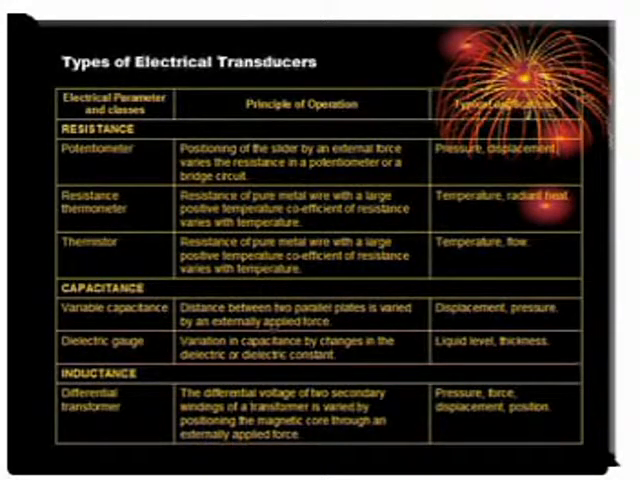And finally, inductive transducer, in which I am going to give one example, that is differential transformer. Working principle is output of the 2 secondary windings changing by positioning the magnetic core by applying external force. Inductive transformer is used to measure pressure, force and displacement.